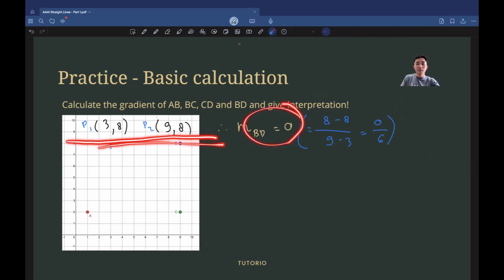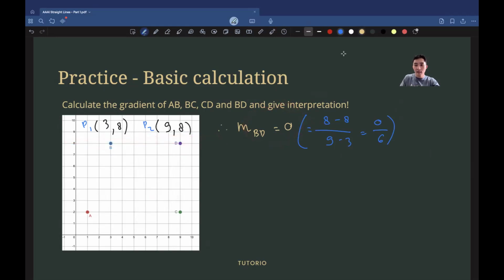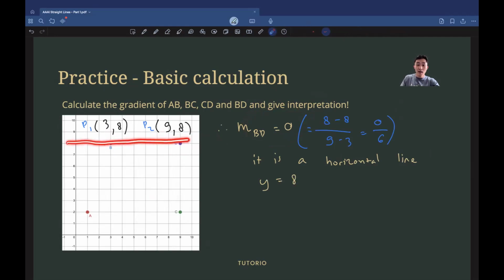So this is from the formula, but visually we understand that this is a horizontal line. So the gradient is 0, and the interpretation is a horizontal line. The equation is y equals 8, because we can make a straight line here. Wherever we put a coordinate, let's say this is 5, it will be (5, 8). That's why we call it y equals 8.